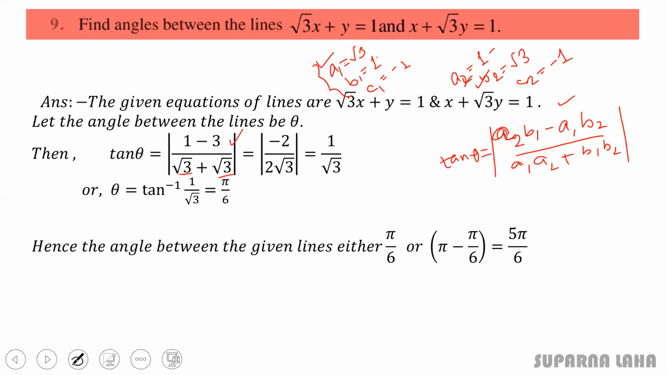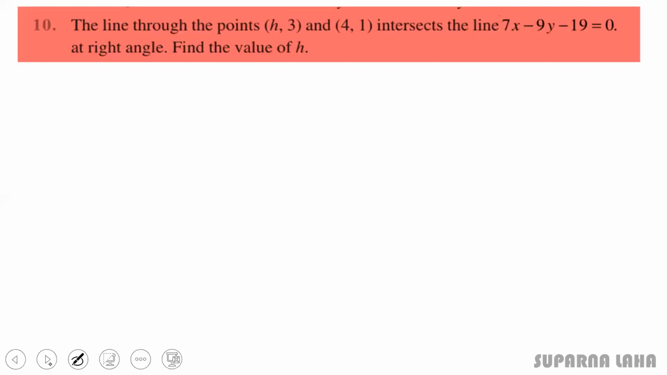So moving to the next question. The line through the points (h, 3) and (4, 1) intersects the line 7x minus 9y minus 19 equals 0 at a right angle. Find the value of h.